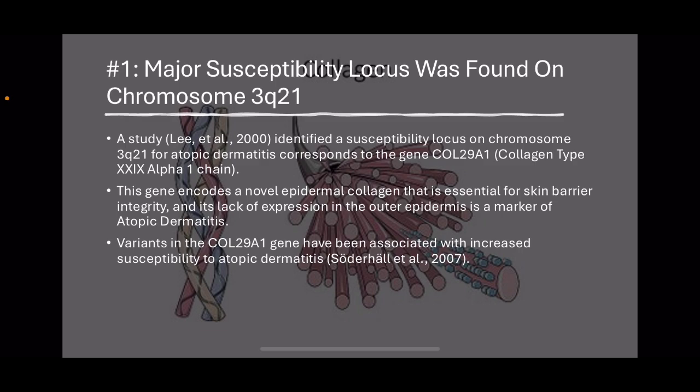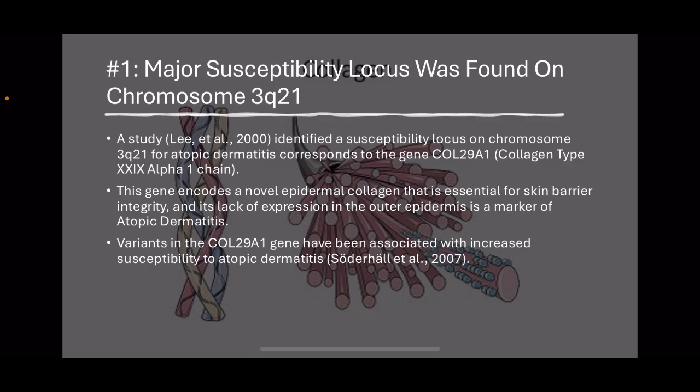The first result was that a major susceptibility locus was found on chromosome 3q21. A study by Lee and his colleagues in 2000 found a susceptibility locus for atopic dermatitis on that chromosome region. It corresponds with the COL29A1 gene, which encodes collagen type 29, a protein that's important for maintaining skin barrier integrity.